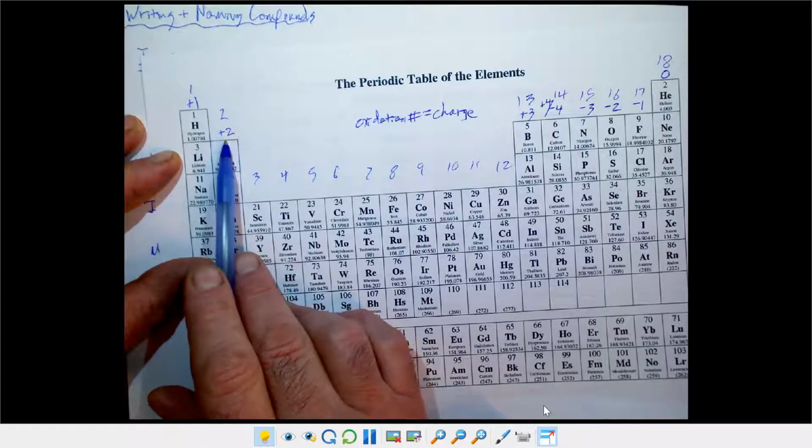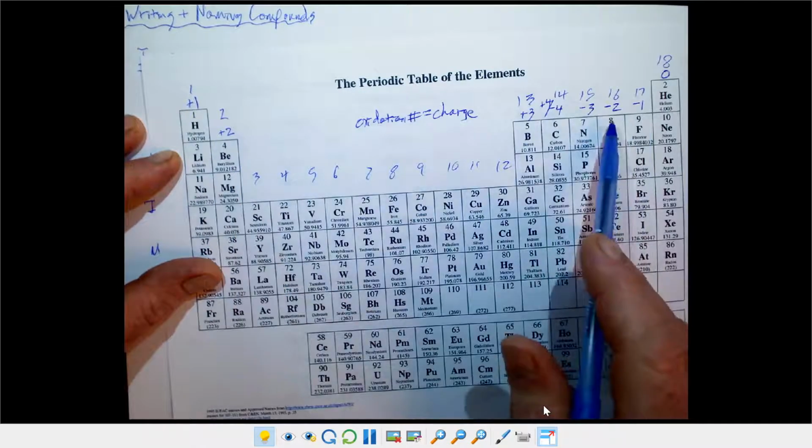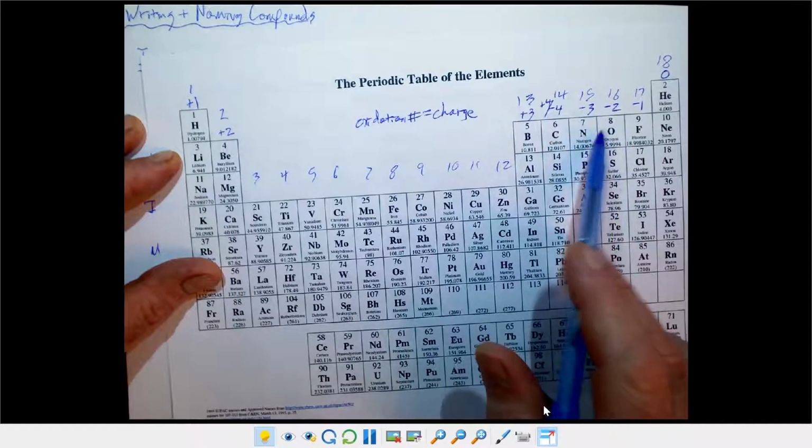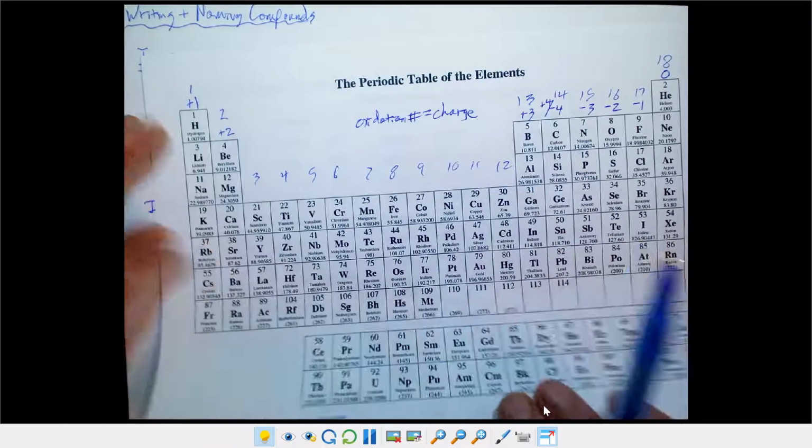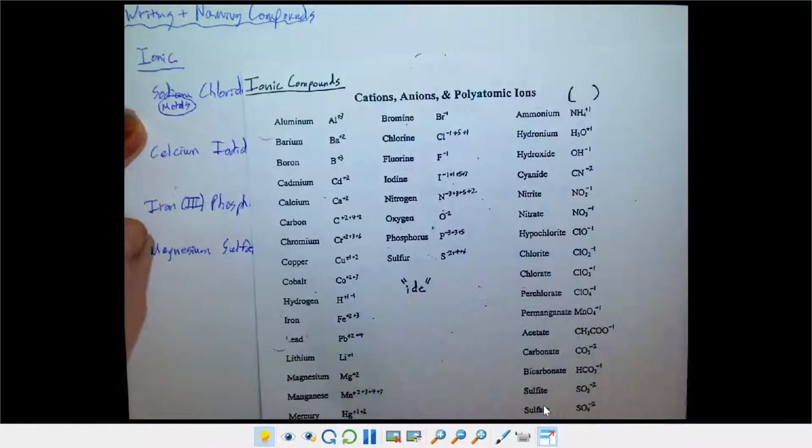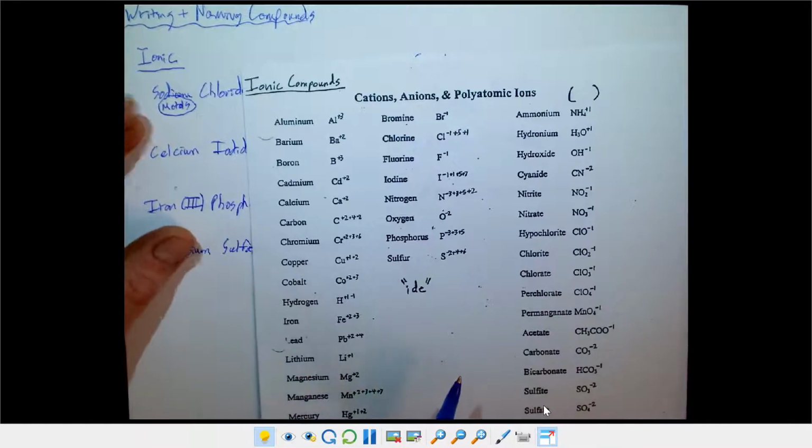These guys have low electronegativity, so they get rid of them. These guys have high electronegativity, so they take them. All right. Okay, so those are properties that we've already talked about in some of the videos. So let's go back to this.